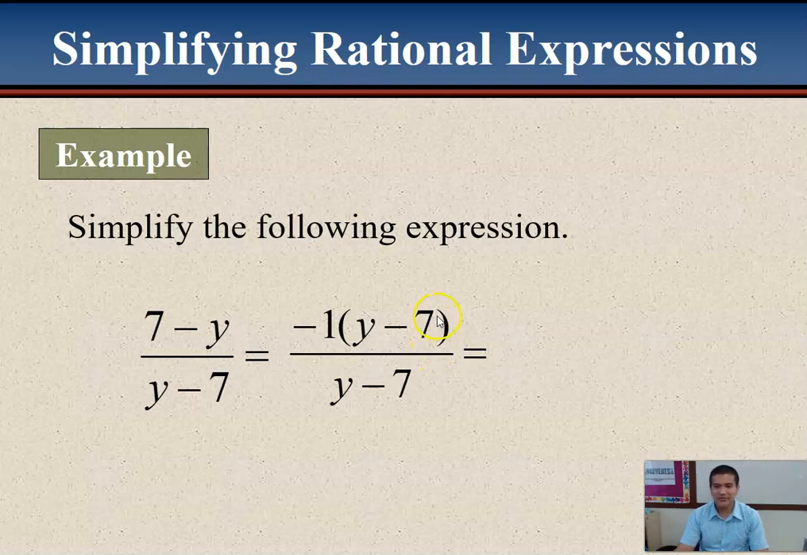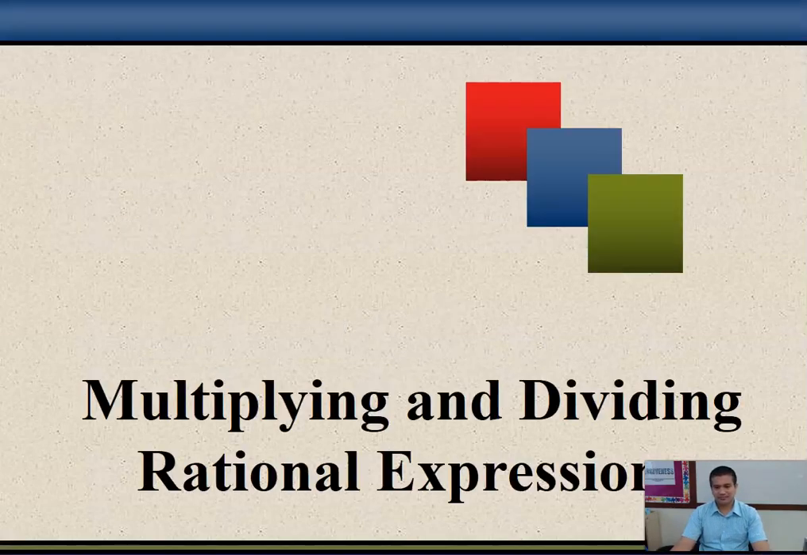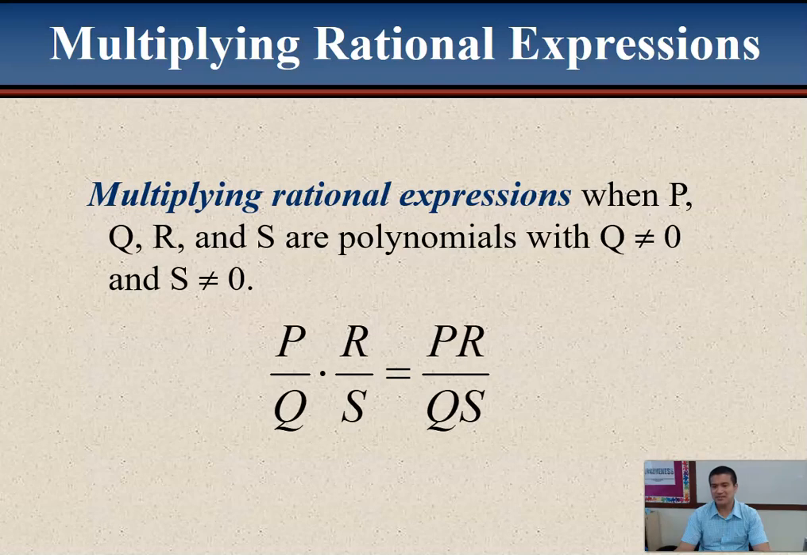And then we have the common factor now, y minus 7. So therefore your answer is equal to negative 1. Okay, so that is how you will simplify a rational expression. In multiplication and division of rational expressions, simply multiply the fractions. So we have p over q times r over s, and then we will have pr over qs, and then make it in the lowest term, your final answer.